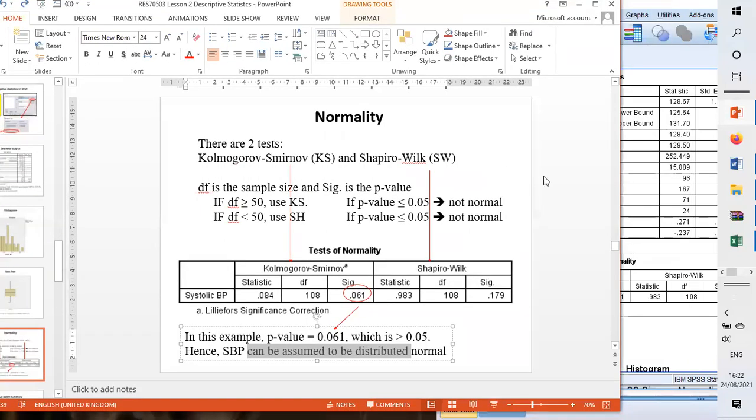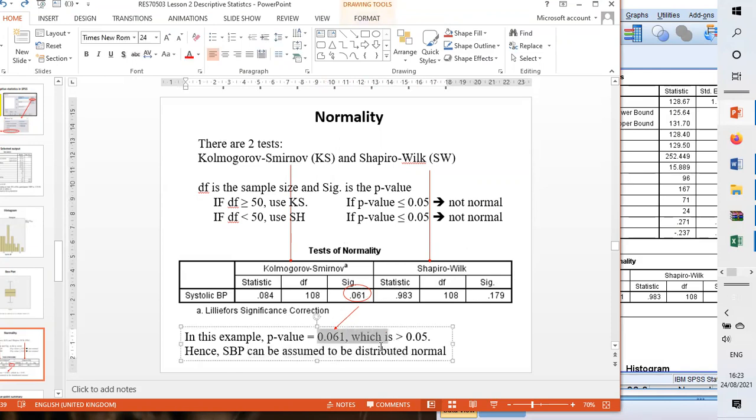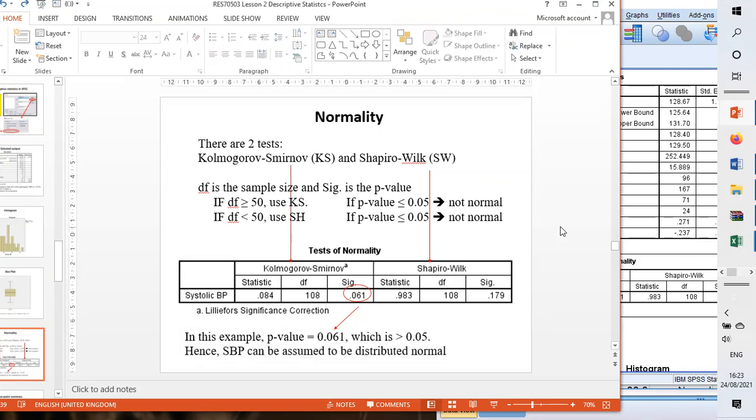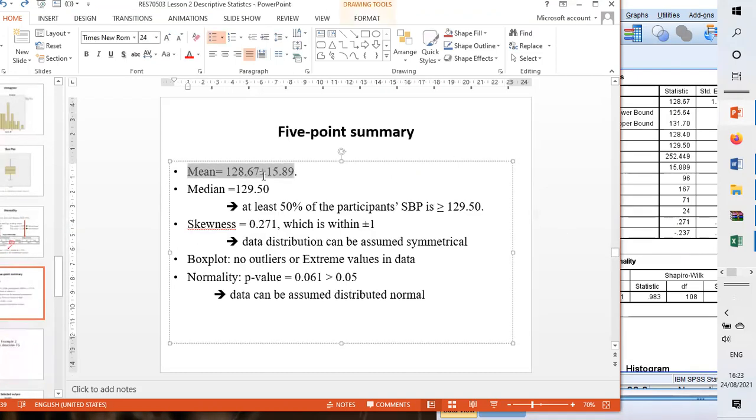All right. So we're done, 4 points. The table comes out. Just look at the value. Look at the df first. More than 50, we take this. Less than 50, we take this. And interpret the values, more than 0.05, so data can be assumed to be normal. So now we have done this, skewness, and we've done this. Okay, box plot.